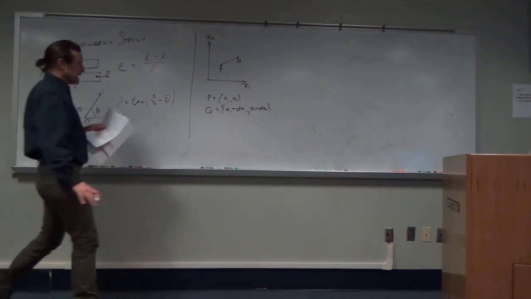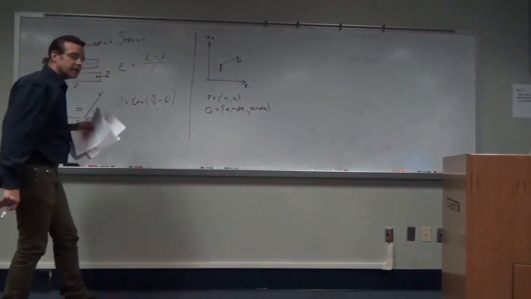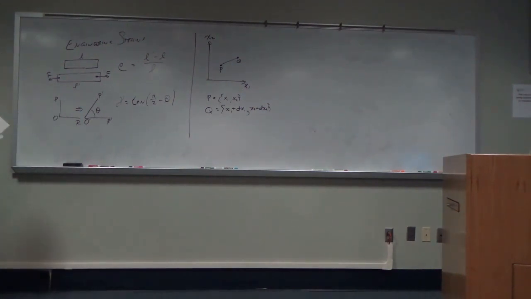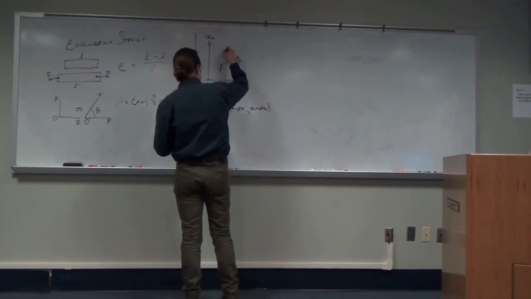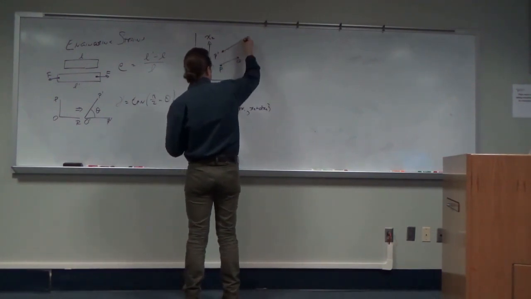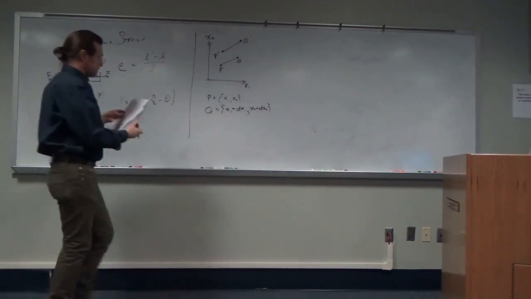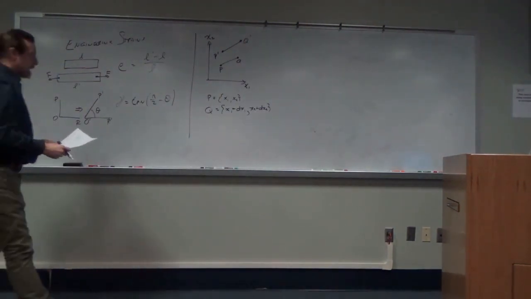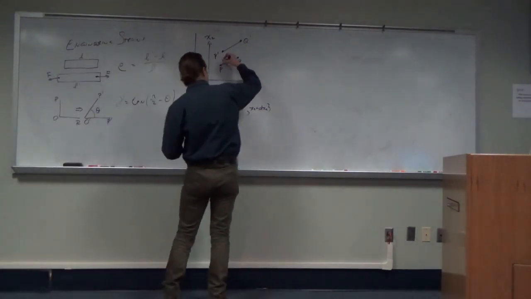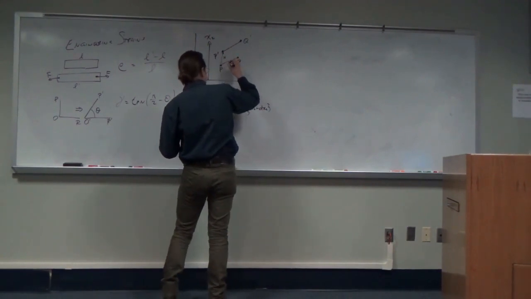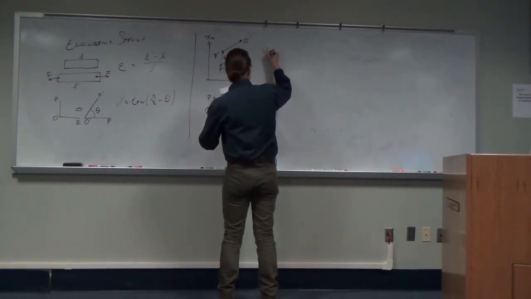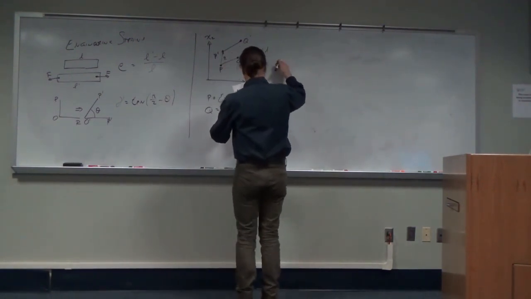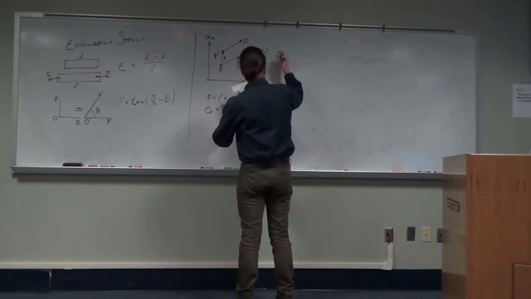And if I have this be some homogeneous elastic body, and I apply a strain to it, P is going to move, and Q is going to move. P is going to move to P prime, and Q is going to move to Q prime. And I can define the displacement of P in terms of some U. So U is going to be our elastic displacement.